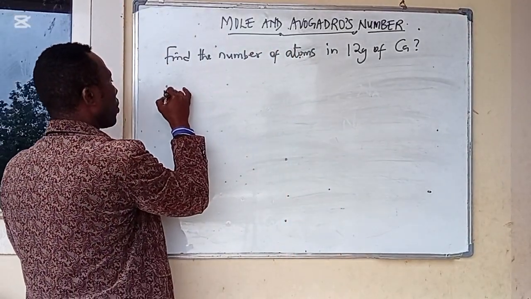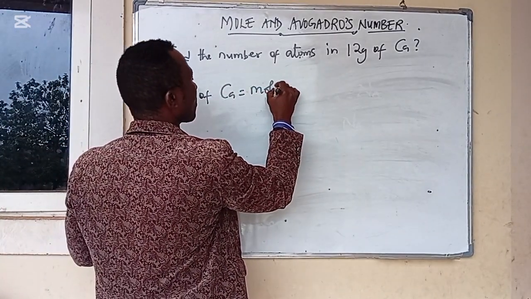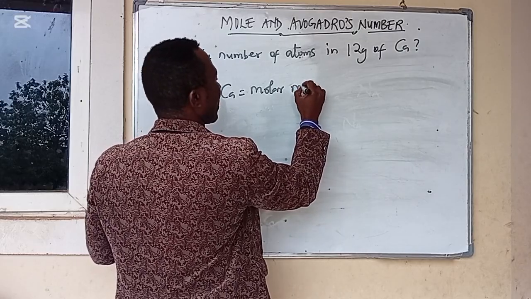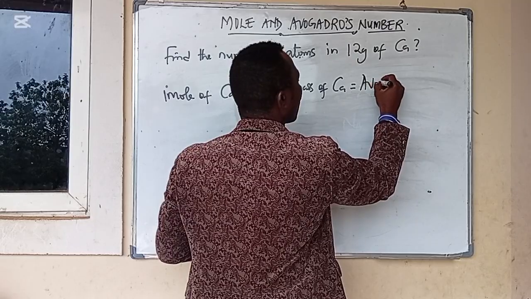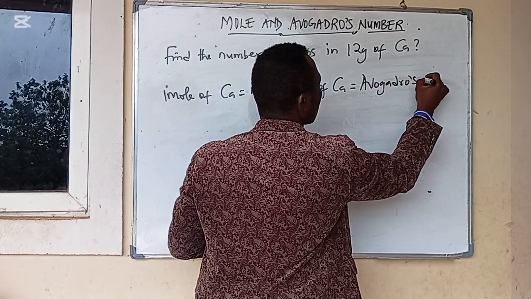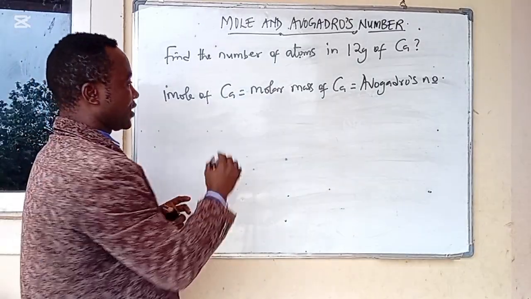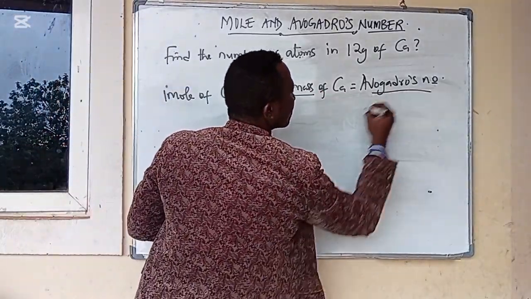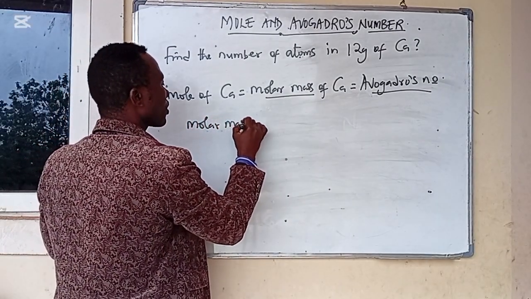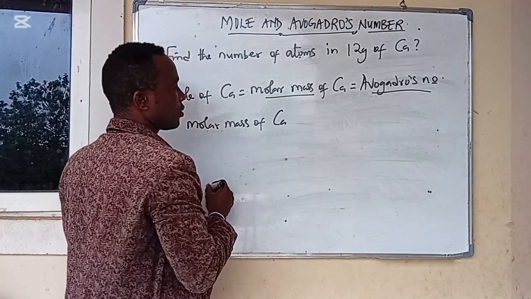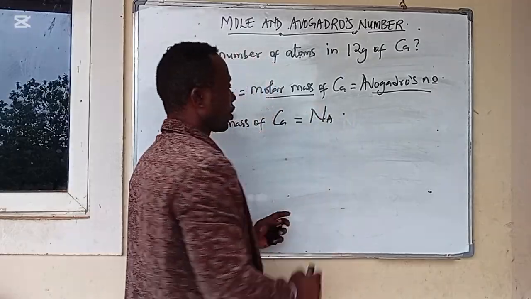So what it simply means is that 1 mole of calcium is equal to the molar mass of calcium, which is equal to Avogadro's number. What does this mean? It simply means that this and this are equal. So the molar mass of calcium is equal to the Avogadro's number of particles.